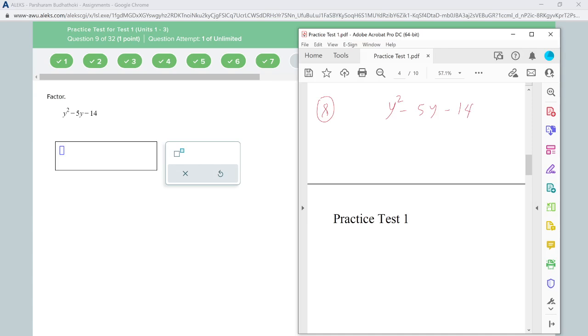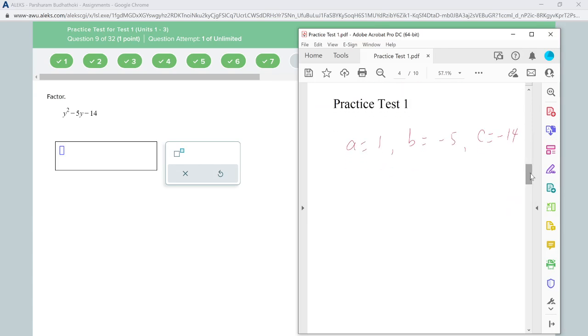AC method means, let's say you have ay square plus by plus c. You need to find out a, b and c. Here a is the number in front of y square, which is 1. b is the number in front of y, which is -5, and c is the constant, which is -14. So for finding the factor, you need to find a times c, which is 1 times -14, which is -14.